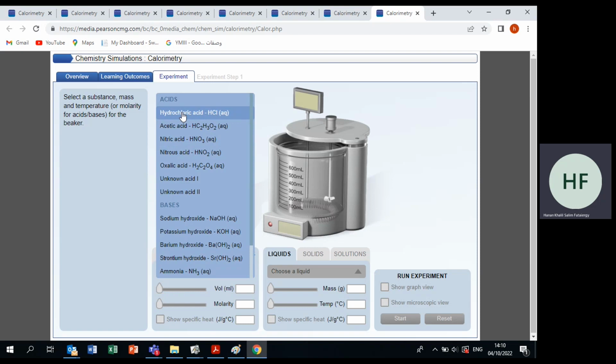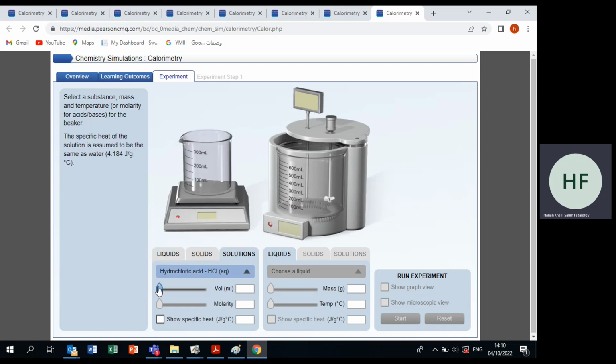Now in the solution, let's say I have acid, HCl. I will choose a certain volume of the acid. Let's say I have chosen 100 milliliters and the concentration of the acid is 1.6. Now the specific heat is 4.18. It is similar to the water specific heat because here it says aqueous. Whenever I say aqueous, this is dissolved in water. Okay, now this is the first solution, 100 milliliters. Notice that 100 milliliters from here is equal to 100 grams.